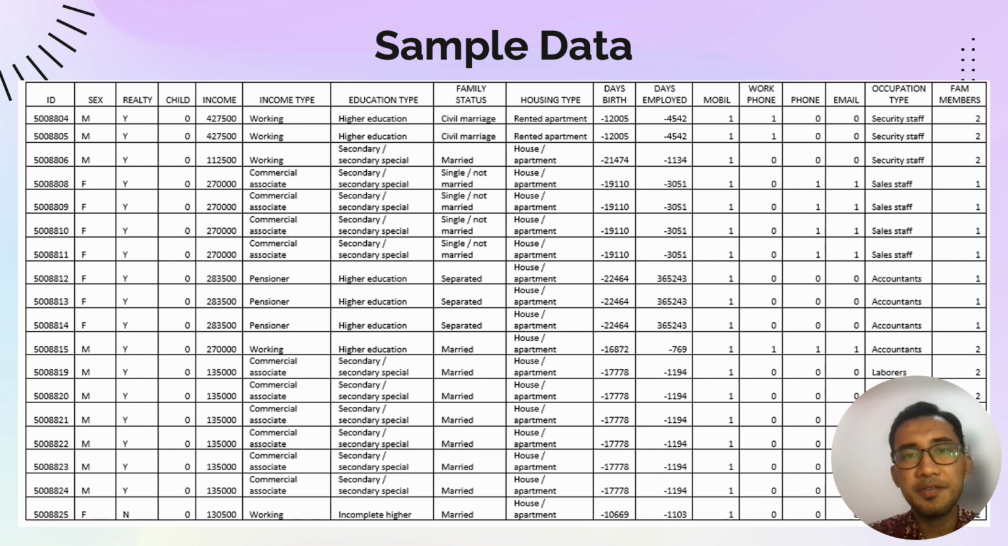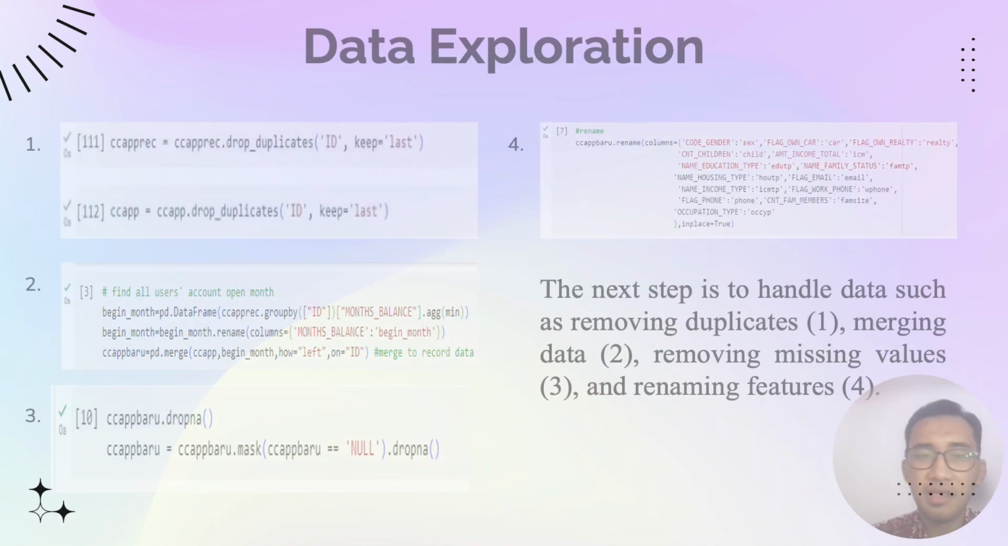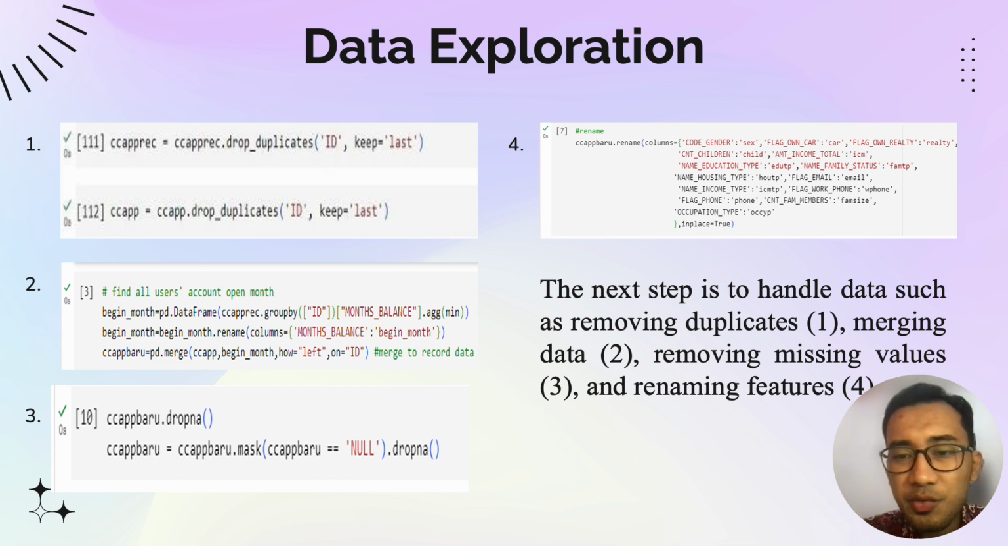This table contains 17 data features that are relevant for the analysis to be performed. These features will form the basis for the development of a predictive model that uses the support vector machine method to classify the credit card dataset results. The next step is to handle the datasets: removing duplicates as in figure 1, merging data in figure 2, removing missing values in figure 3, and renaming features.